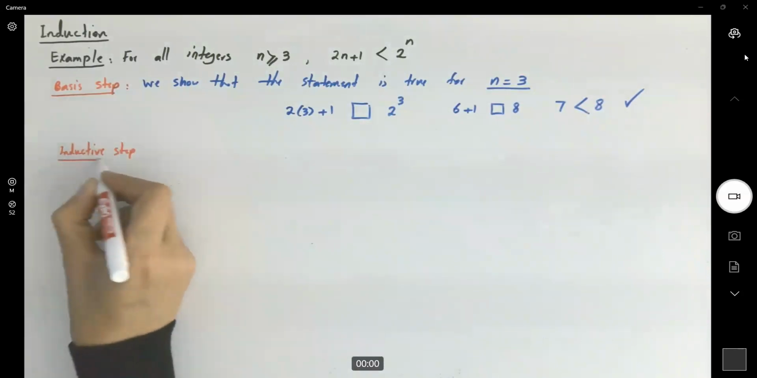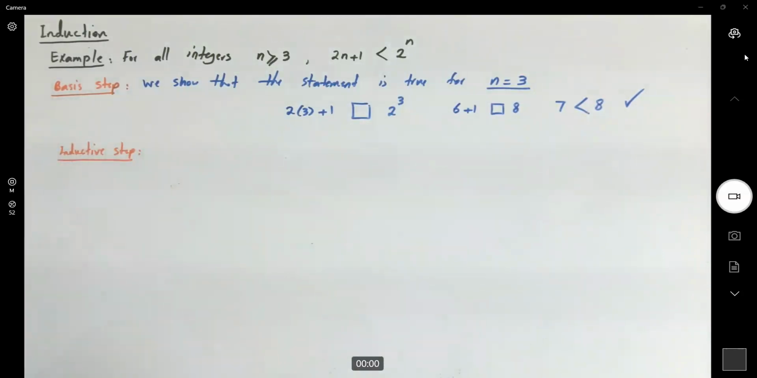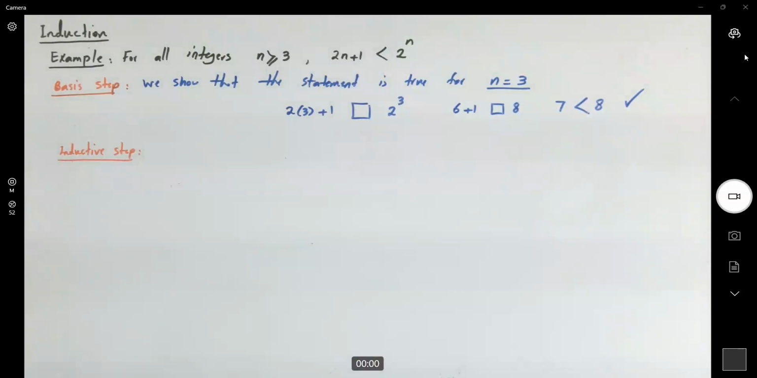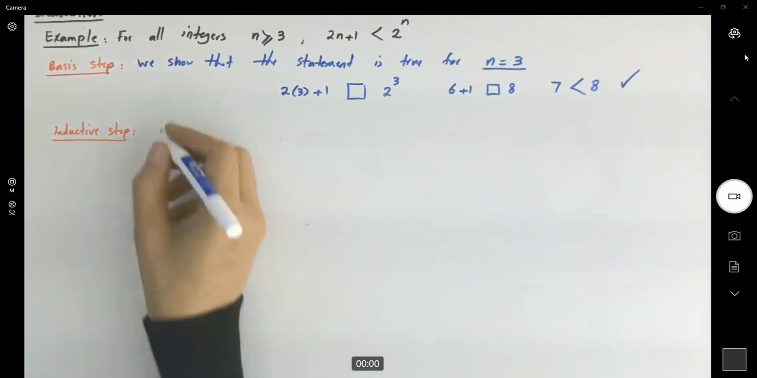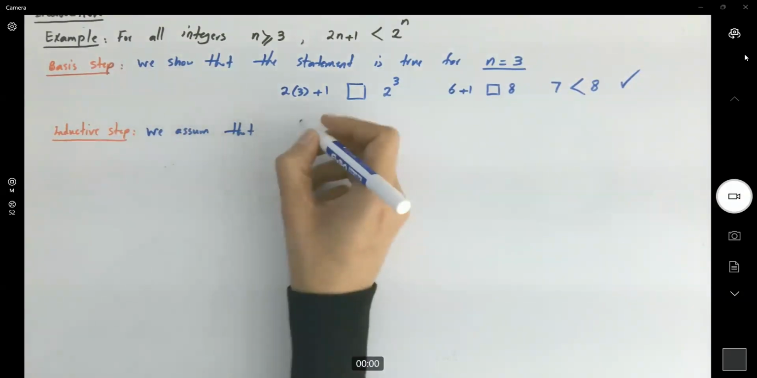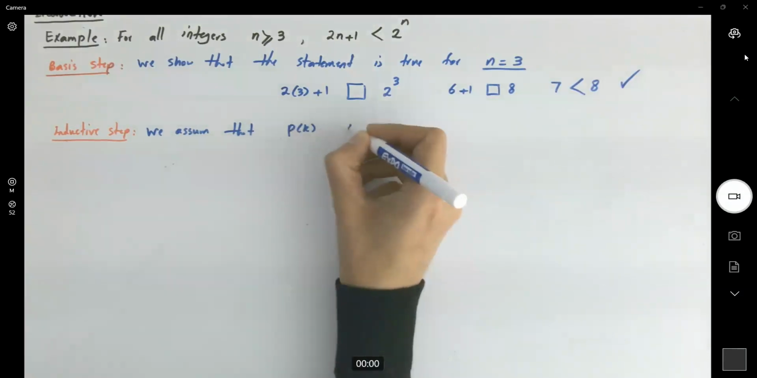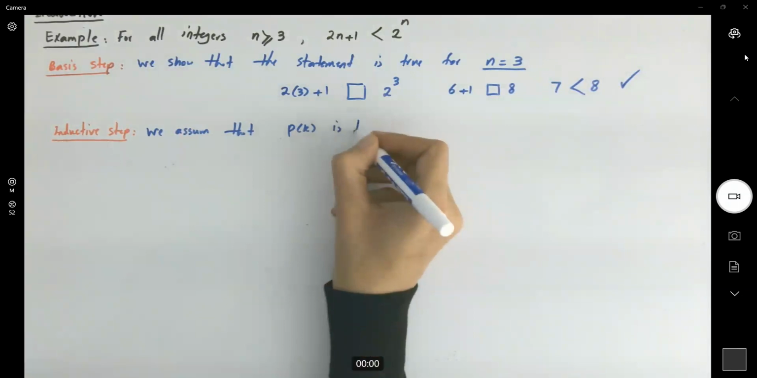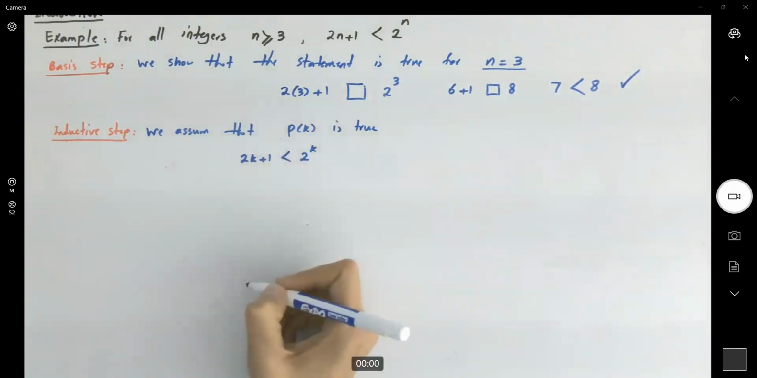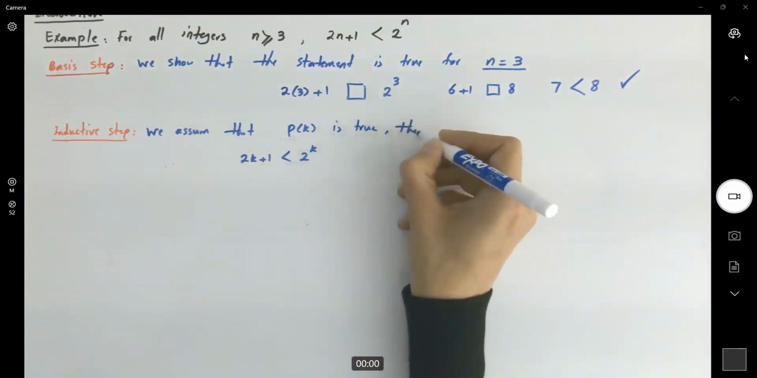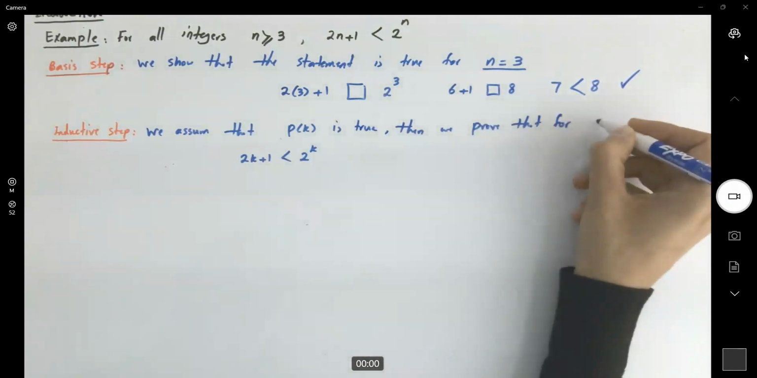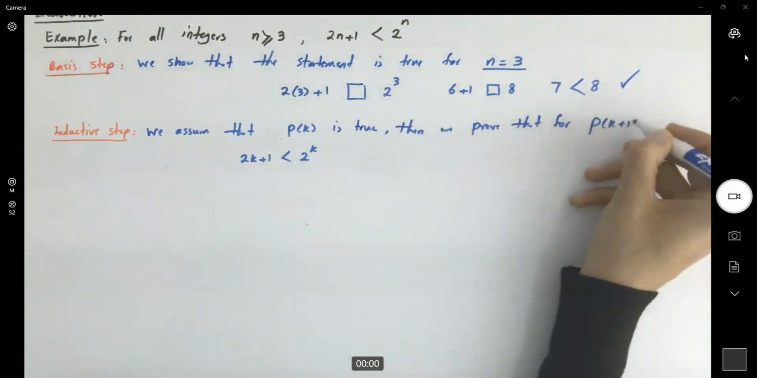Inductive step. In the inductive step, we assume that the statement is true for P(k), and we're going to show that it is true for P(k+1). We assume that P(k) is true. What's the meaning of that? We assume that 2k plus 1 is less than 2 to the power k. Then we prove that for k plus 1, or P(k+1).